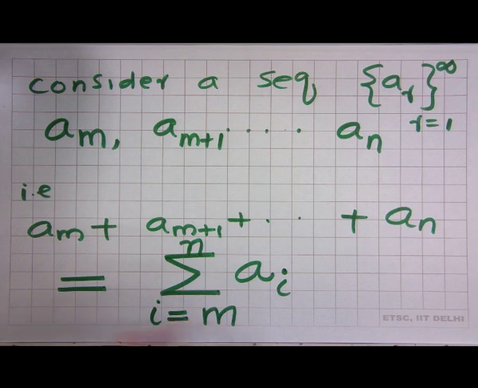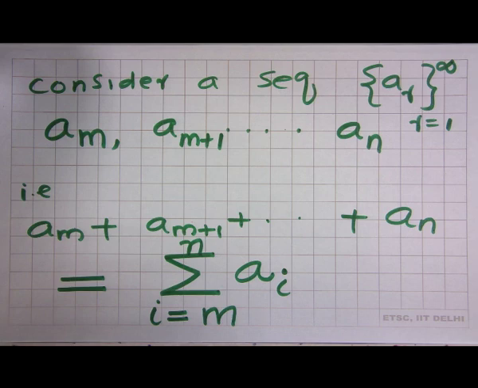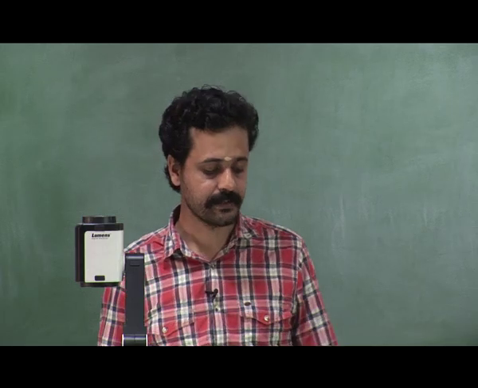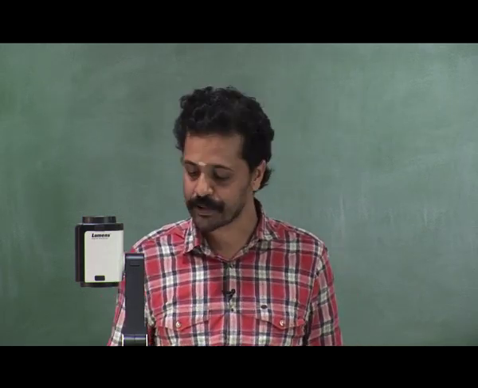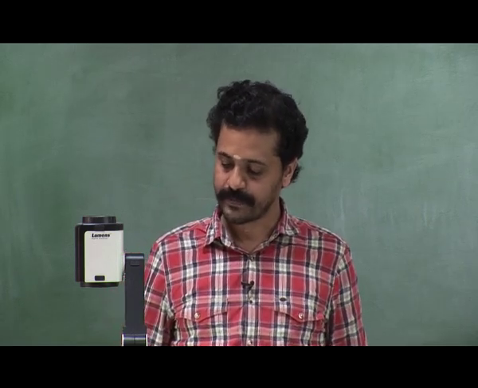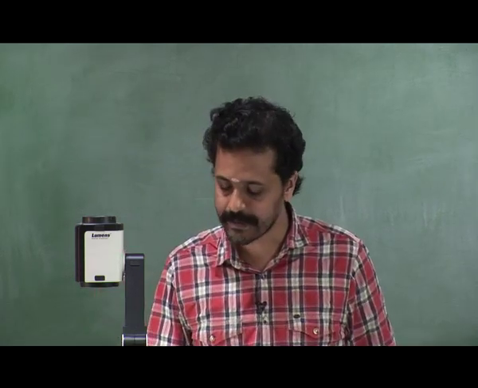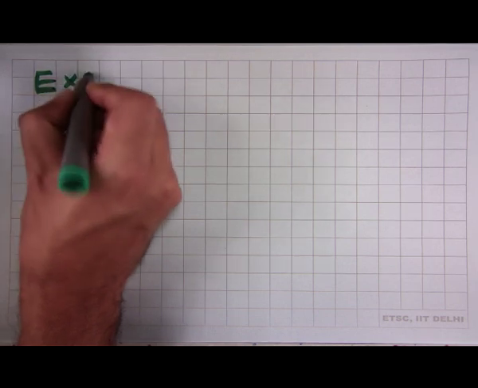The lower limit should correspond to the first term in that sum and the upper limit should correspond to the last term in that sum. This is just to fix a notation which will facilitate to save time and space. Let us illustrate this notation with an example.